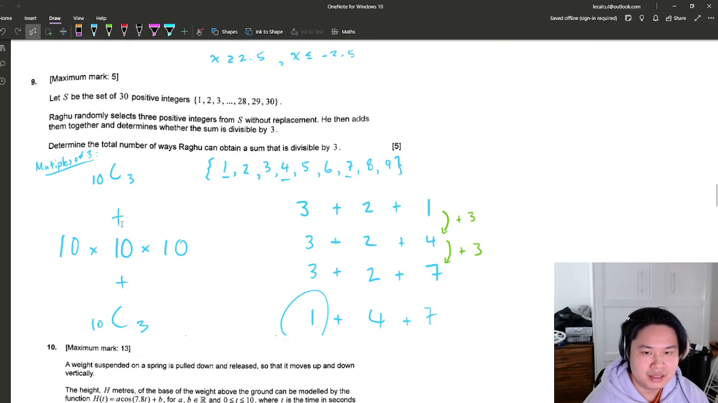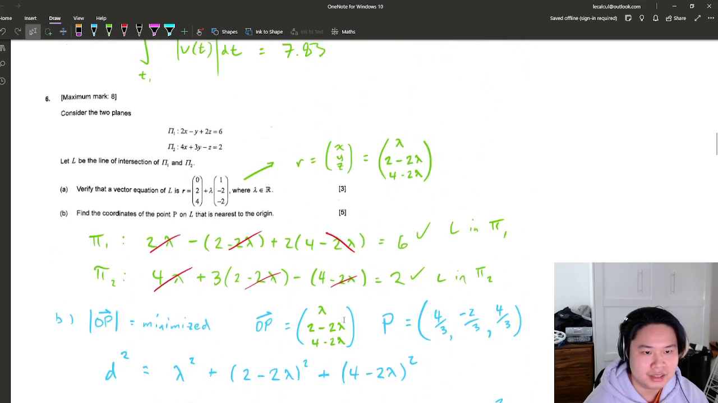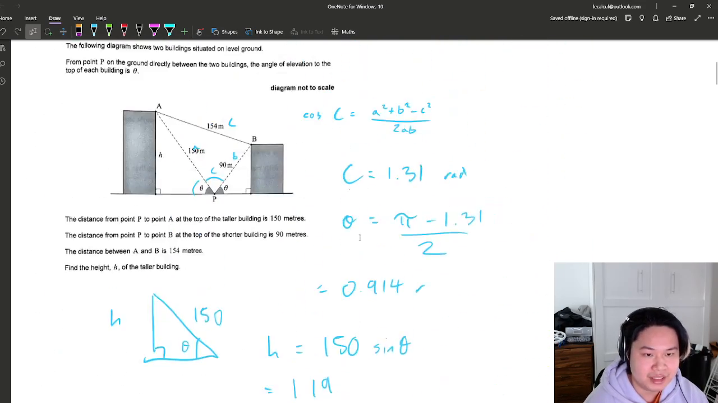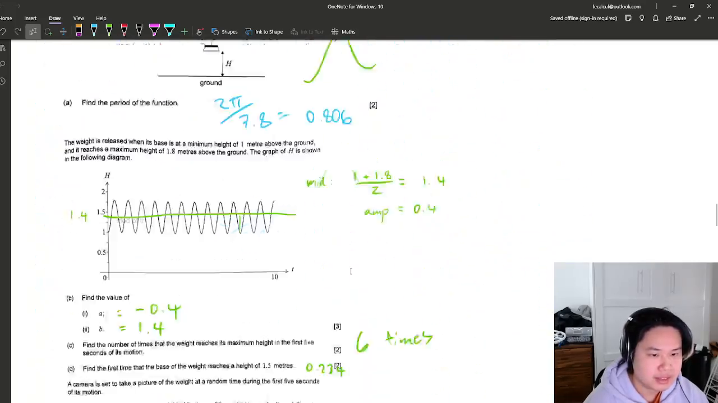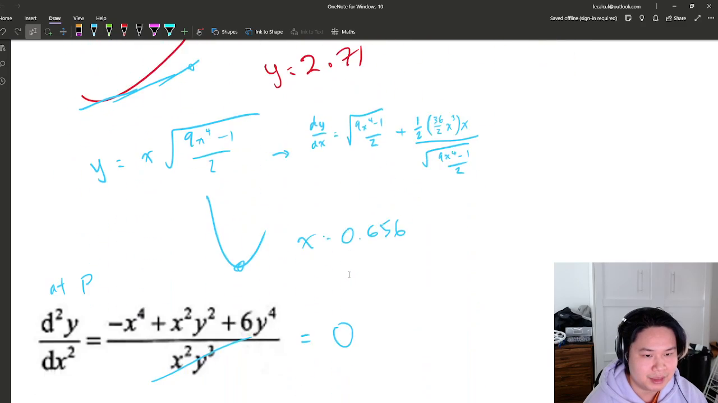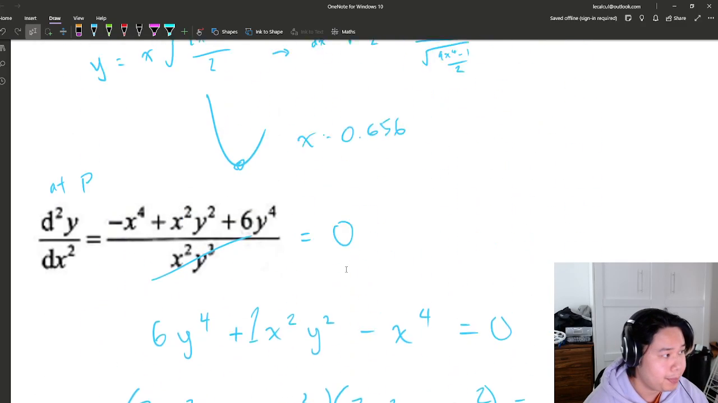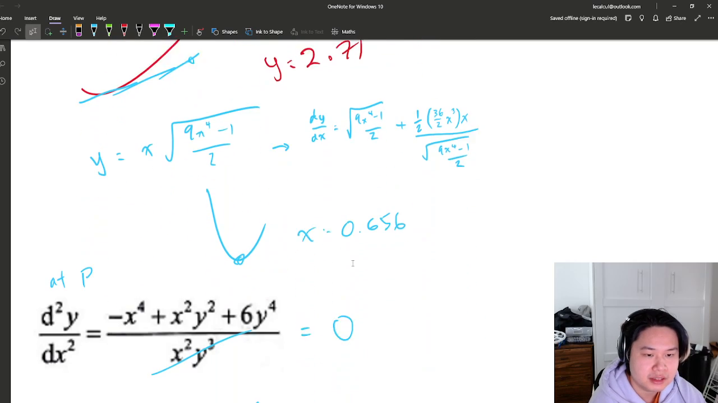This combinatorics one, ugh, that's so bad. And then the rest are pretty straightforward, to be honest. Okay. Slightly easier than the first paper. I just made a couple of hiccups along the way. But yeah, still difficult, I would say.